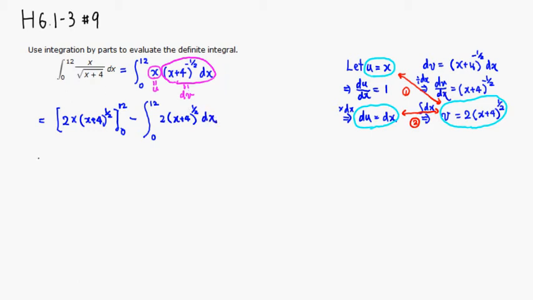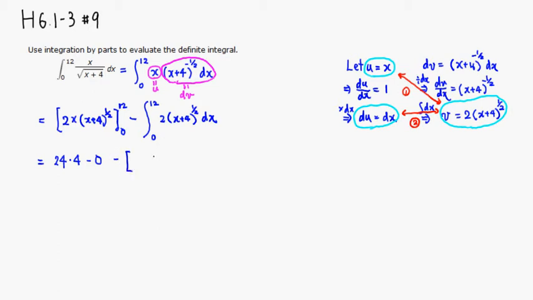Let's simplify this. Plug in 12, so that's going to be 24. 12 plus 4 is 16. Then the 1/2 power is a square root, so that's going to be times 4. And plug in 0, it's going to be 0, so minus 0. So that's that. Then we still have to take the antiderivative here.